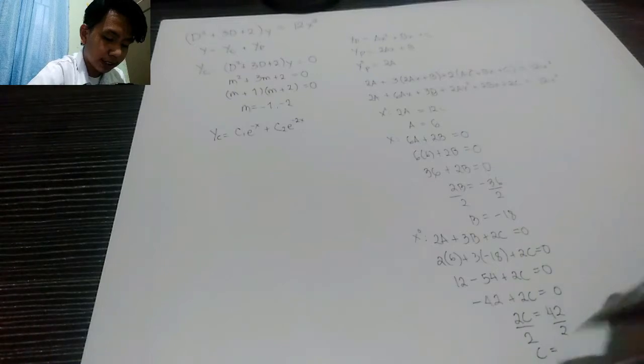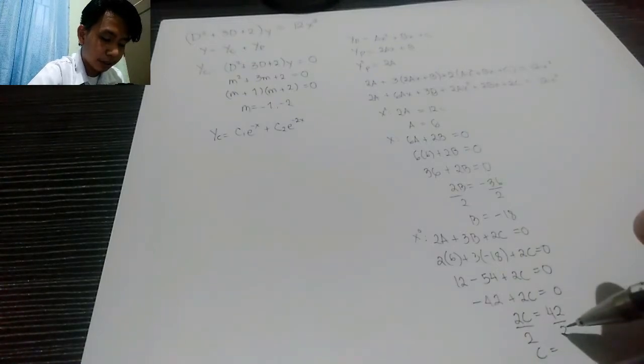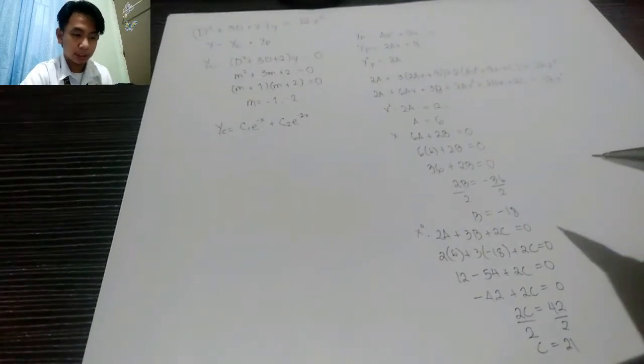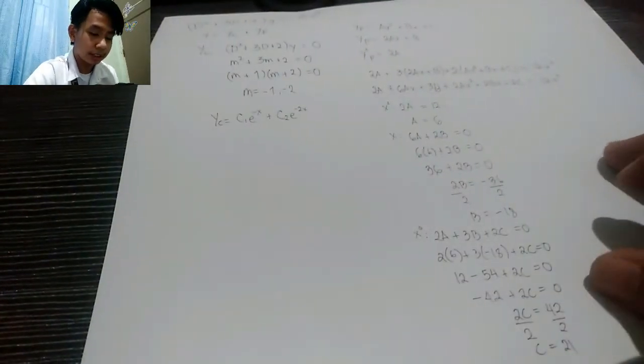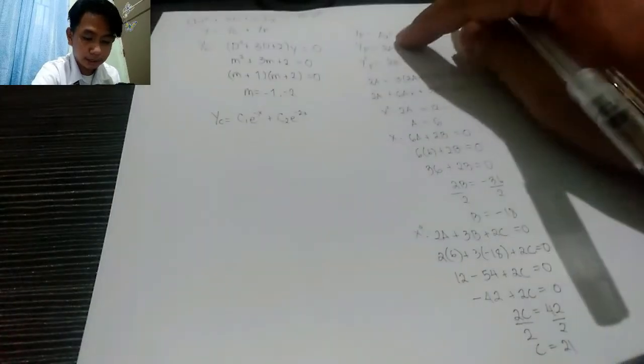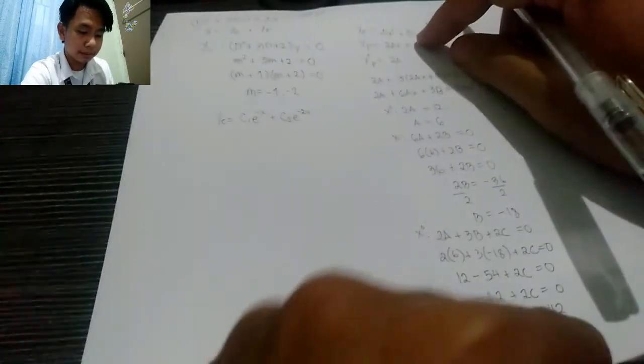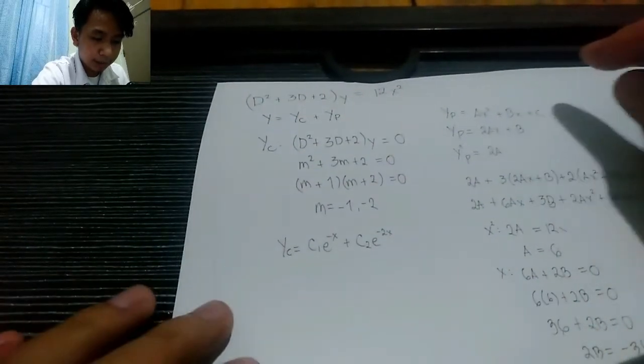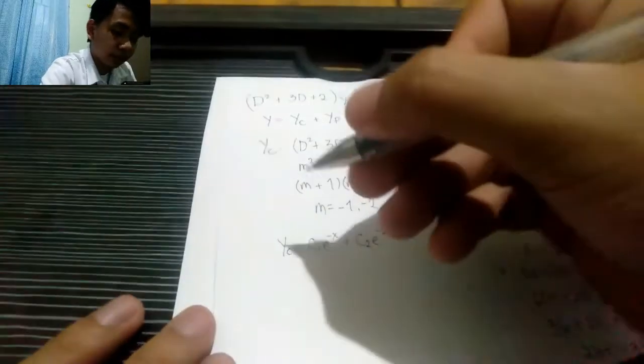So, ang c natin ay 42 divided by 2 ay 21. Yan. So, may value na tayo ng a, b, and c. Balik na tayo sa yp natin. So, sa yp natin, substitute natin yung mga value ng a, b, and c.